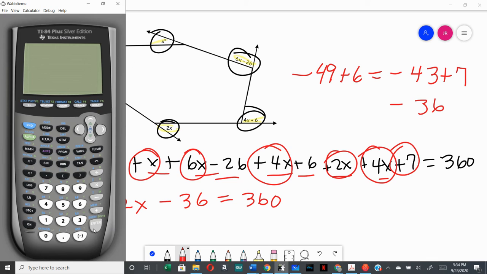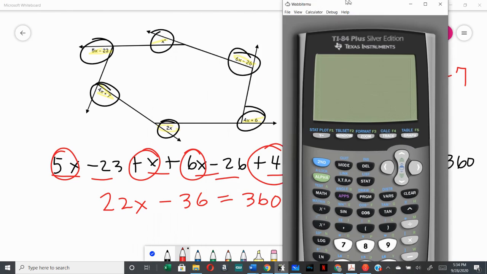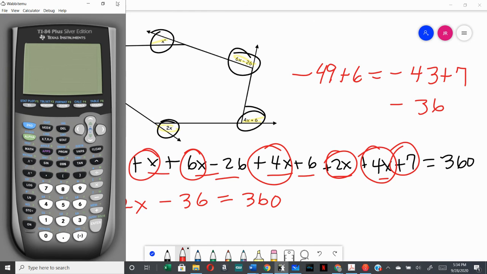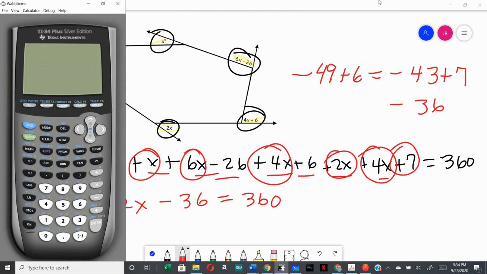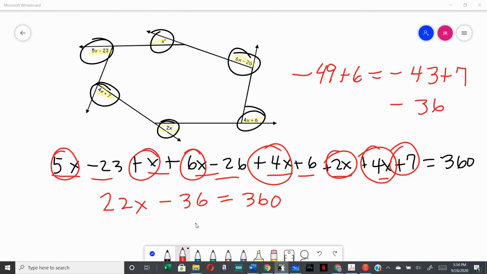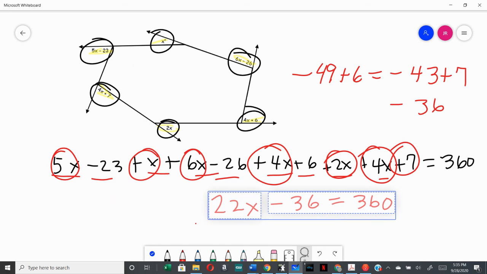So let's move it to the other side. Maybe. Yeah, we'll just leave it there. And then we'll move this. How about that? How does that work? Okay.